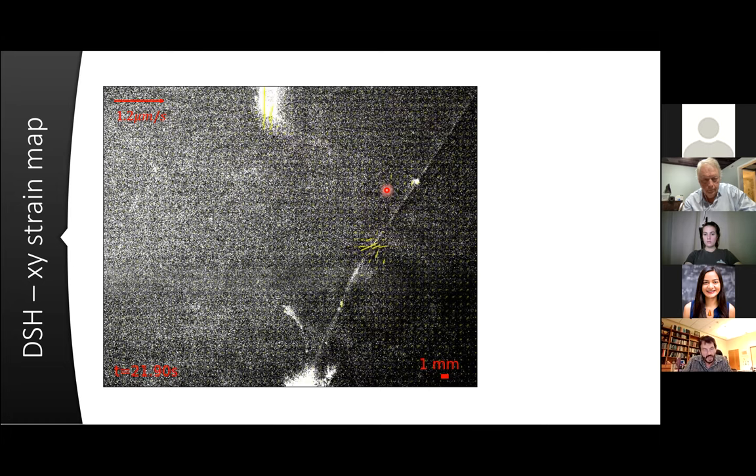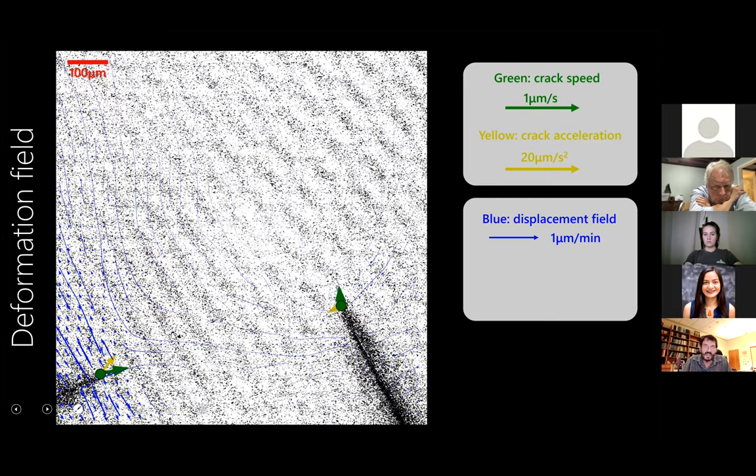So we can go back now and look at this crack and measure how it moves. And we measure the whole strain field. So what we're actually doing.